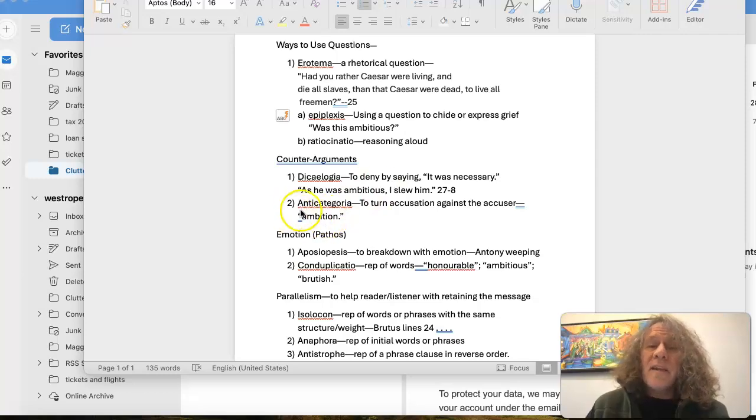And then the anticategoria, okay, is when you turn an accusation against the accuser. So you're being accused of being ambitious, and that's what's going on with Antony here. He does want the throne, but saying that at this time is not appropriate, and he certainly wouldn't have killed his friend for it. So Antony says, oh, I'm not the ambitious one, right? Was this ambitious? That's you, Brutus, right? That's not me. So to say Caesar was ambitious, or to say that I was ambitious, no, you're the ambitious one. You want to be the king, if you will, and that's why you killed him.